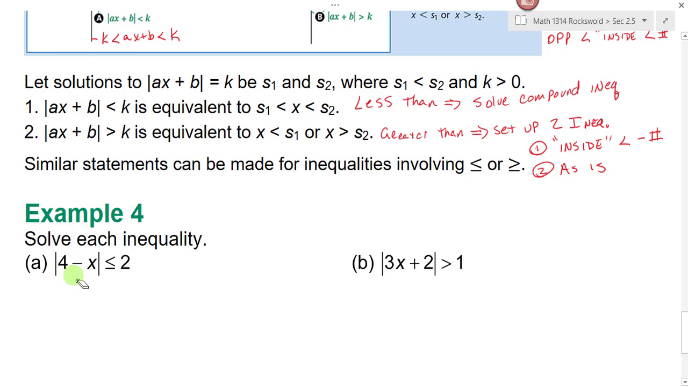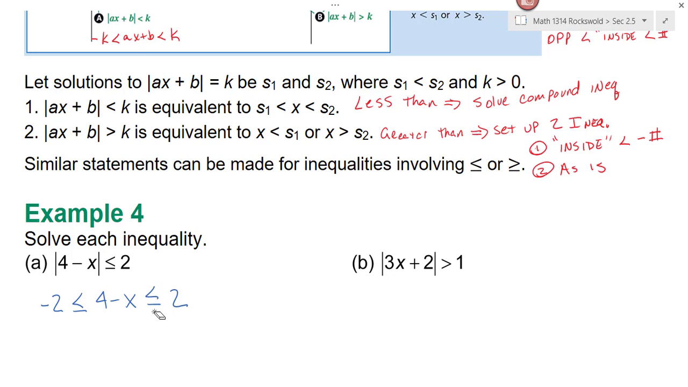So on example 4, we have an absolute value with a less than. I said whenever you have an absolute value inequality with a less than, you set up a compound inequality. So we're going to solve the inequality negative 2 is less than or equal to 4 minus x is less than or equal to 2. Whenever you have a less than, you set up a compound inequality. Your answer will be everything between the two numbers you end up with here when you solve this compound inequality.